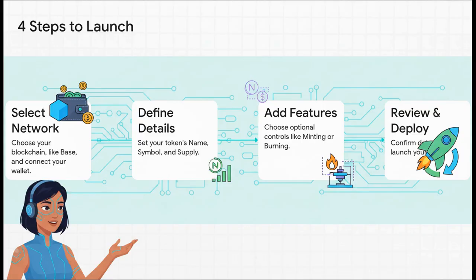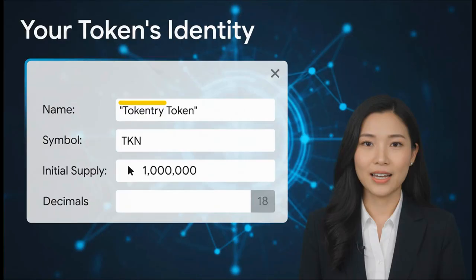Step 2, define the basics. What's its name, its symbol, how many are there? Step 3, you can choose to add some cool optional features if you want. And finally, step 4, you just review everything to make sure it's perfect and hit deploy. That's it. Seriously. So when you're defining your token, you're pretty much just filling out a form.